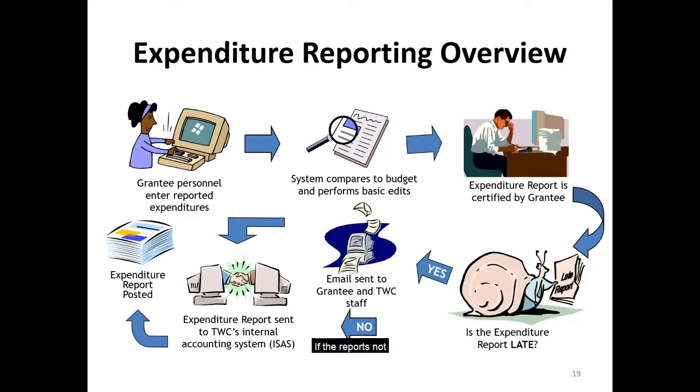Now, if the report's not certified timely, the system will generate email messages to each entity each day until the report is certified. Once these reports get certified and posted, they interface with our RAPS accounting system here at TWC. We use that information. We accumulate or compile expenditure information to report to the federal awarding agencies.